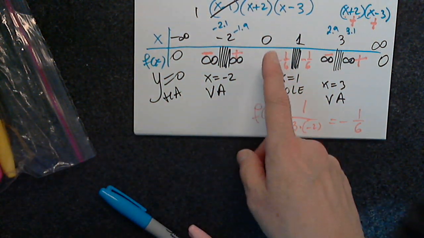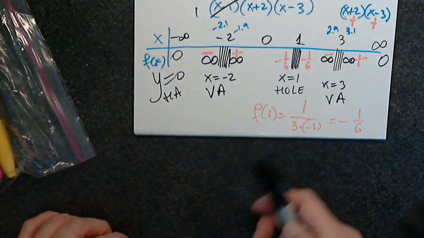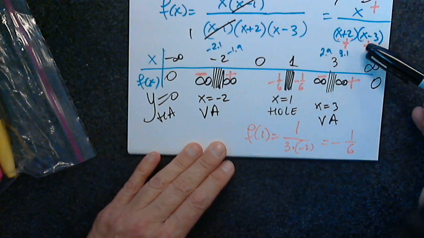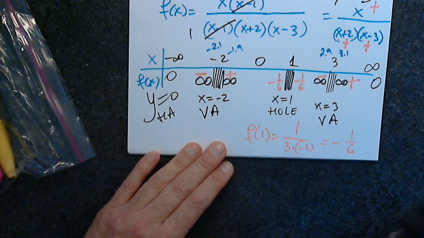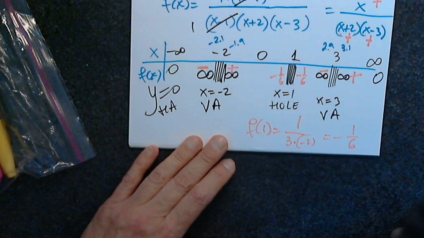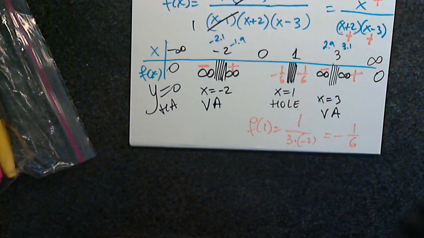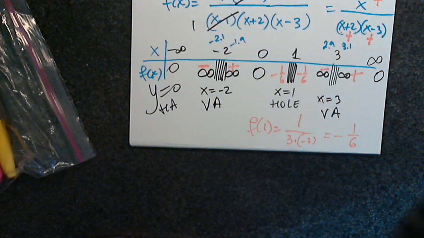Y equals 0 horizontal asymptote. I just want you to plug in 0 and we're done. And let's come up with a graph. So let's plug in 0. 0, 2, negative 3. 0 divided by negative 6. What do we get? 0 divided by negative 6. Very good. This is it.